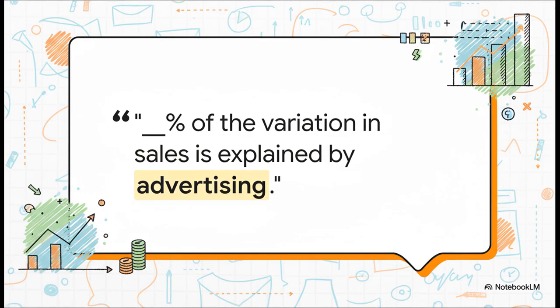And here's the coolest part. There's a specific way to talk about this number. You literally just plug your R-squared value into this sentence right here. So if our model got an R-squared of 85%, we could confidently say 85% of the variation in our sales is explained by the variation in our advertising. That's a really powerful statement to be able to make.